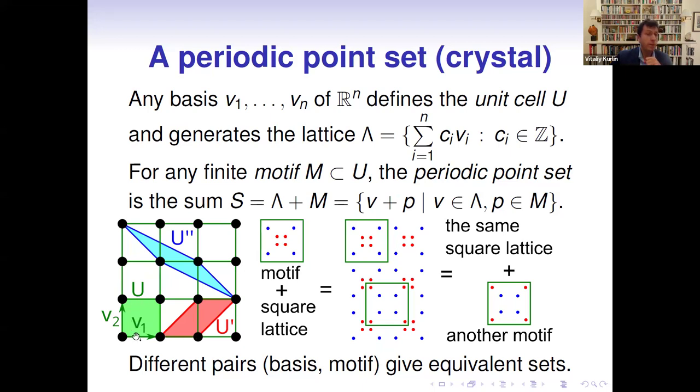So not only from this green basis of two vectors, but we could start with a basis generating this unit cell. So the unit cell is different, but the underlying lattice obtained from linear combinations of these two vectors is exactly the same square lattice. And also we could choose many other different bases or unit cells generating the same square lattice. So there are infinitely many of them.